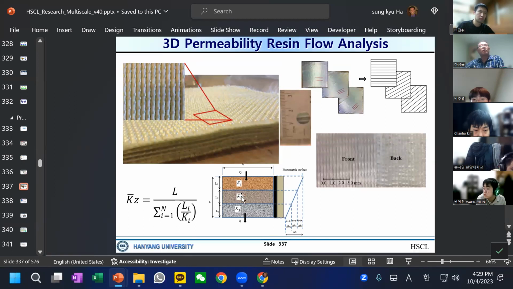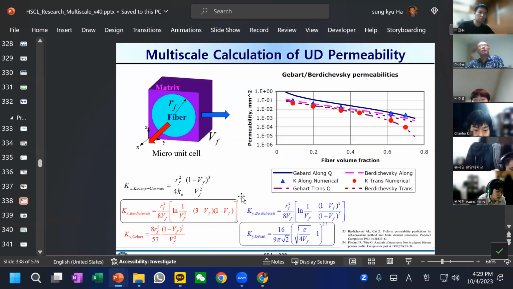Again, I'm not trying to explain how the equation is derived, but the more important point is how we understand the behavior of the manufacturing procedures, like the resin flow. There are several important relations between the permeability and the fiber volume fraction. Let's say the fiber volume fraction is low, then permeability, in other words, how fast it can flow, can be very fast. And if the fiber volume fraction is high, the resin can flow slowly, right?